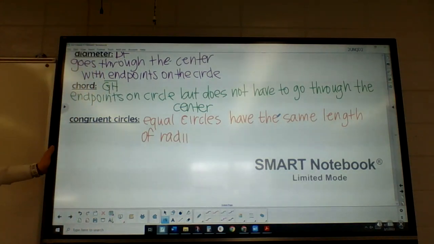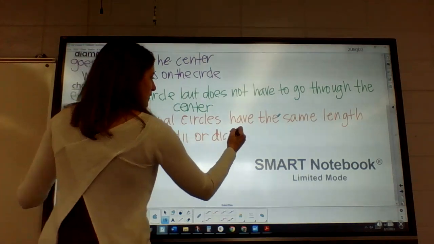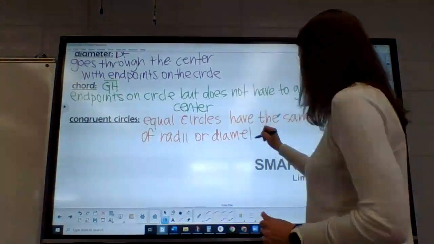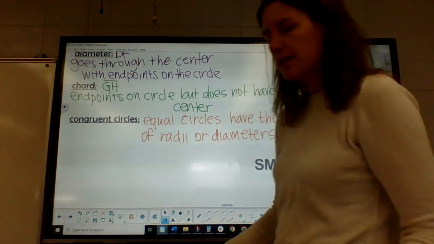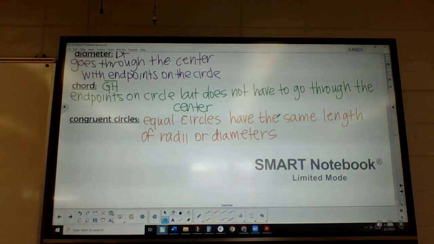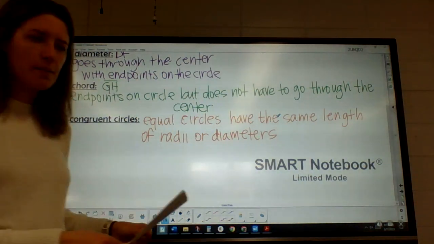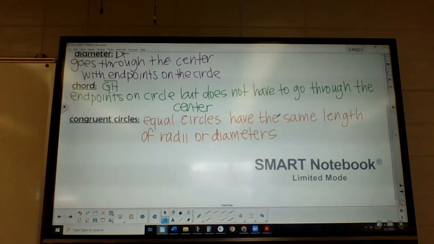Radii is the plural of radius. They don't say radiuses. So equal circles have the same length of radii or diameters. If I say they both have a radius of 5, they're going to look exactly the same. There's not a unique looking circle that way.